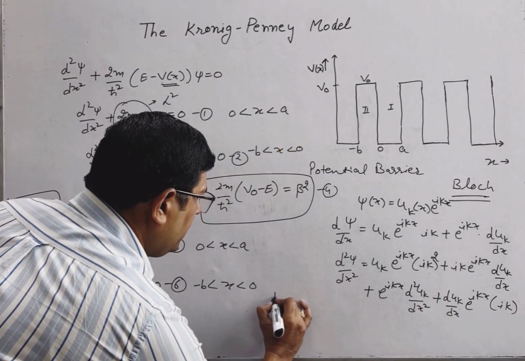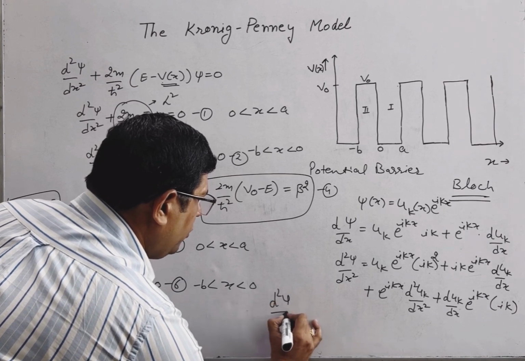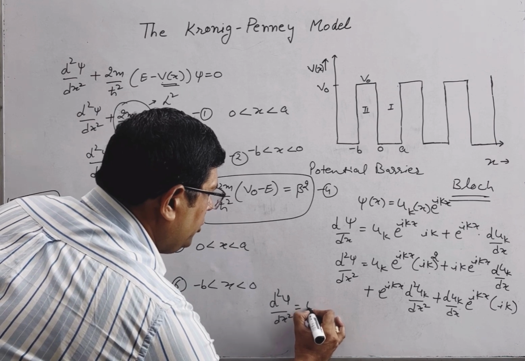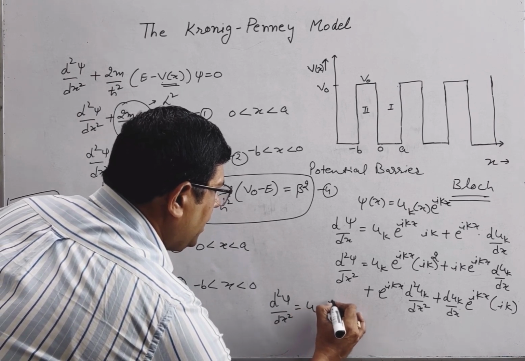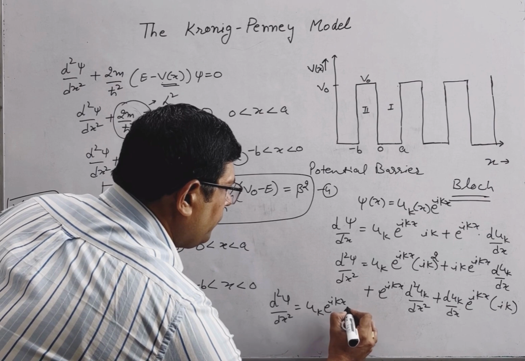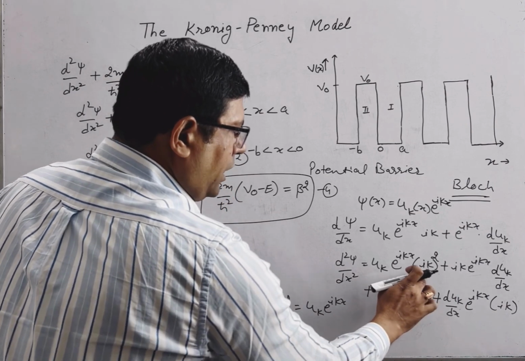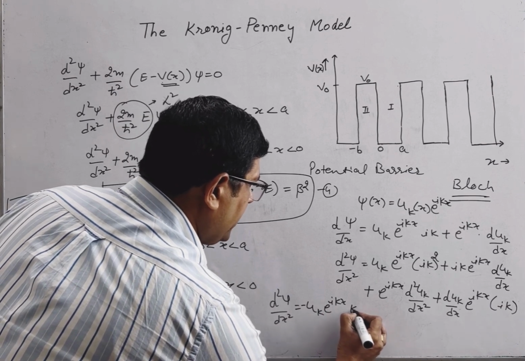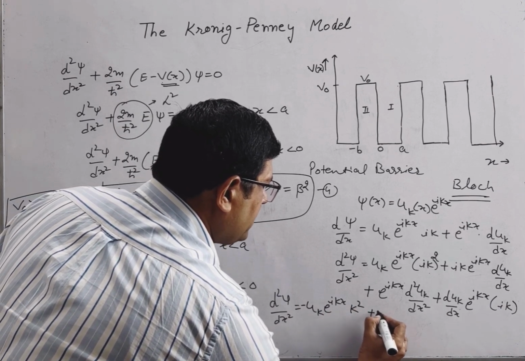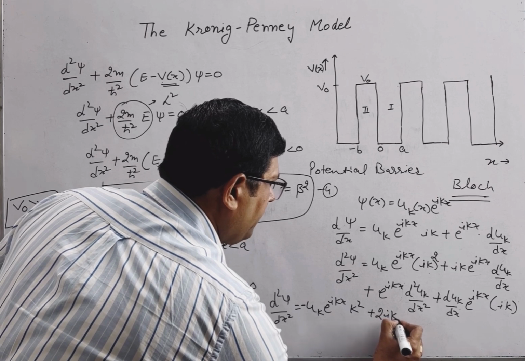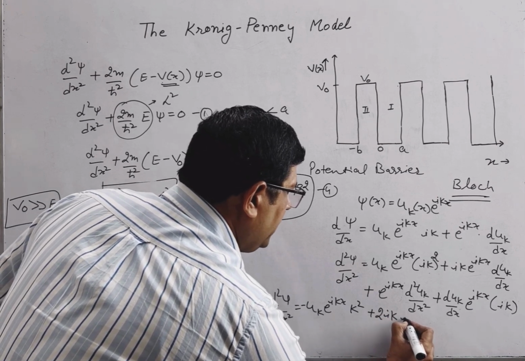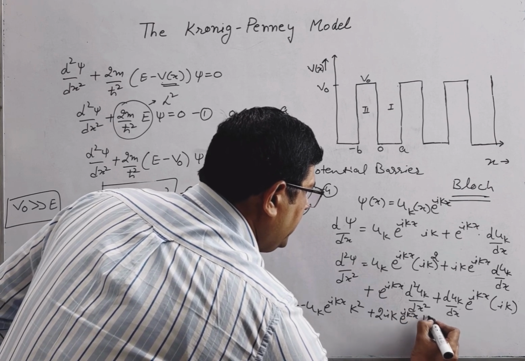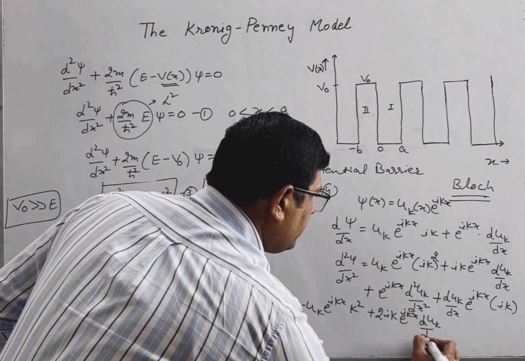we have d2 psi upon dx square equal to u_k into e raised to power iota kx, and this is iota square, which is minus 1, so here will be minus k square, plus 2 iota k into e raised to power iota kx into d u_k upon dx.